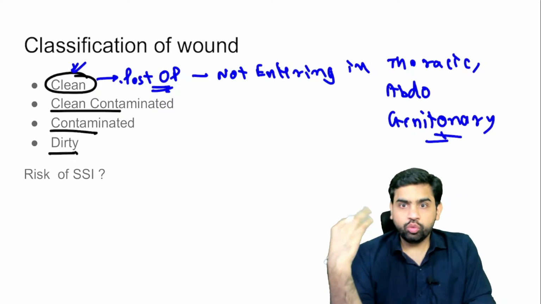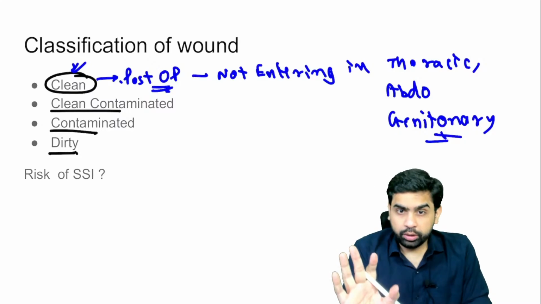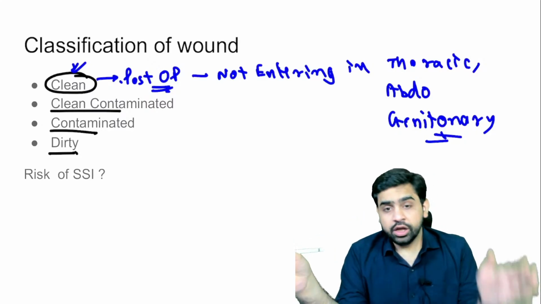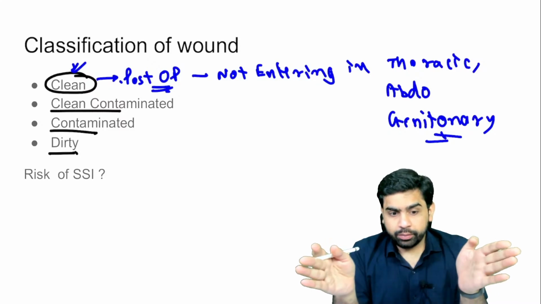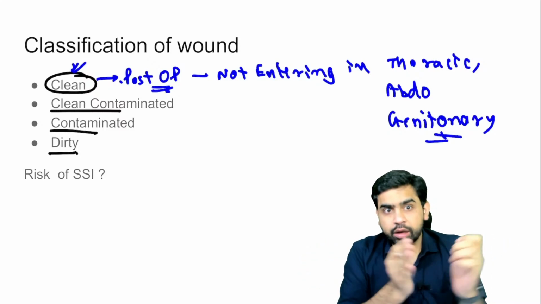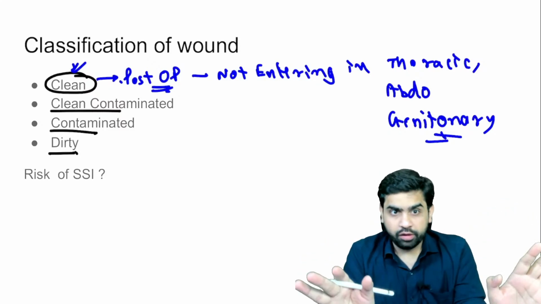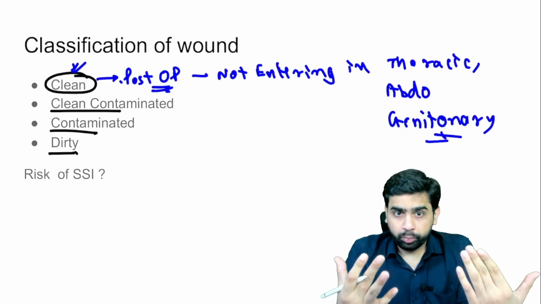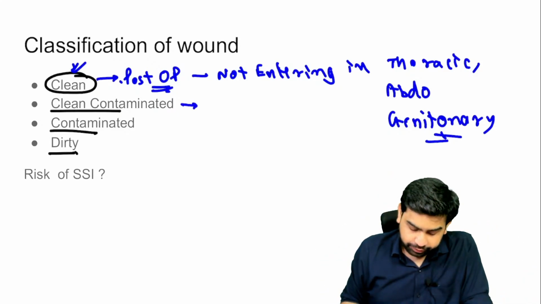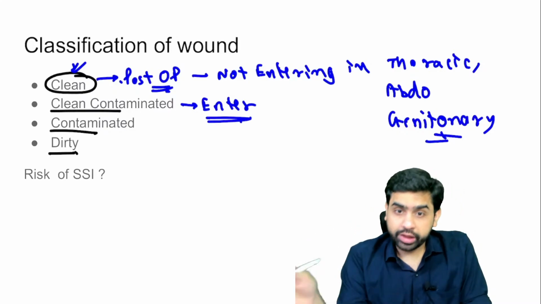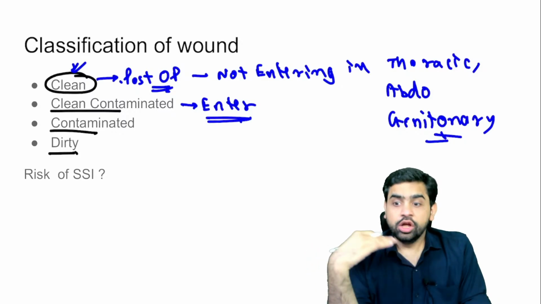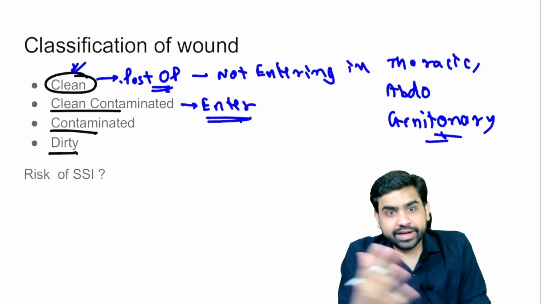You can keep a drain or not, it's all up to you, and it is a post-operative wound. After the surgery is done, you take the sutures and close the skin incision. That is what you do in the clean wound. I hope you have understood this point. Then what about the clean contaminated wound? This is again a post-operative wound, but here you enter into these cavities: the thoracic cavity, the abdominal cavity, the genitourinary cavity.